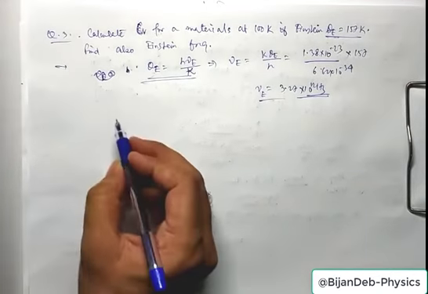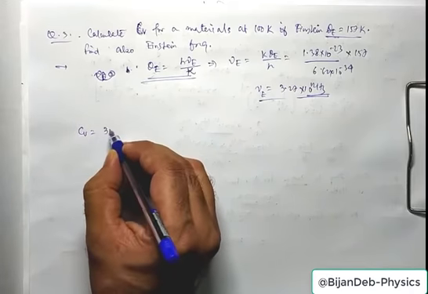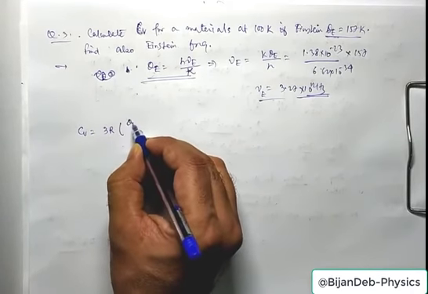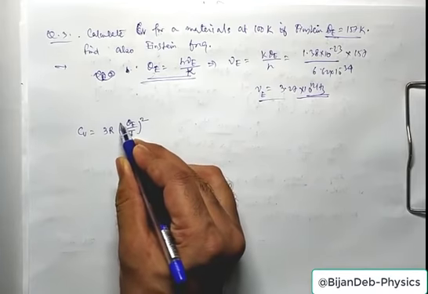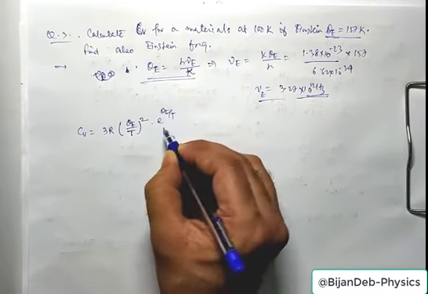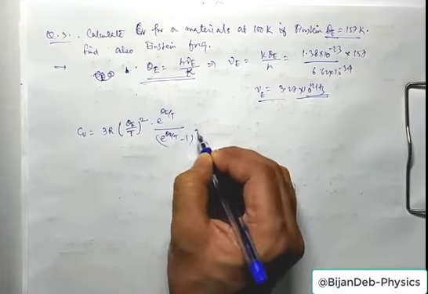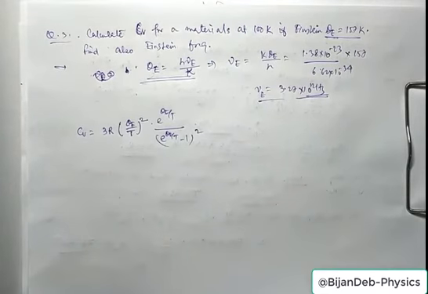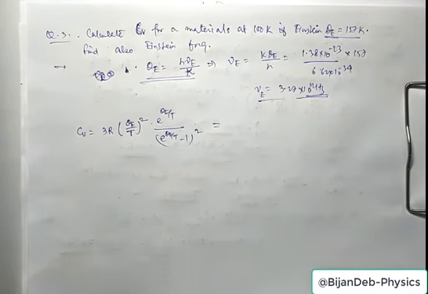Okay, now the second part, or actually the first part, C_V. So what is the formula for C_V? C_V was 3 N k, or 3R, into (theta E by T) whole square. Here the square law you should remember, very easy to remember. Divided by e to the power theta E by T minus 1, whole square. This was the C_V expression at any normal temperature. It is not the low temperature expression, it is at any temperature.